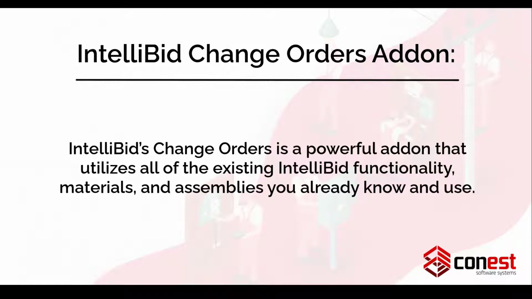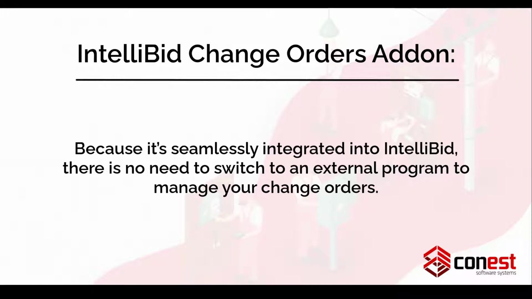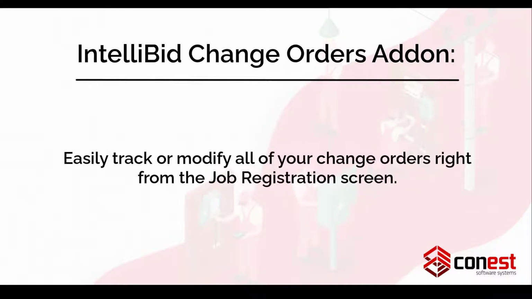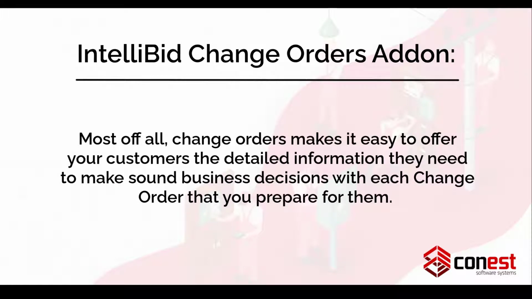IntelliBid's Change Orders is a powerful add-on that utilizes all of the existing IntelliBid functionality, materials, and assemblies you already know and use. Because it's seamlessly integrated into IntelliBid, there's no need to switch to an external program to manage your change orders. Easily track or modify all of your change orders right from the job registration screen. Most of all, Change Orders makes it easy to offer your customers the detailed information they need to make sound business decisions with each change order that you prepare for them.